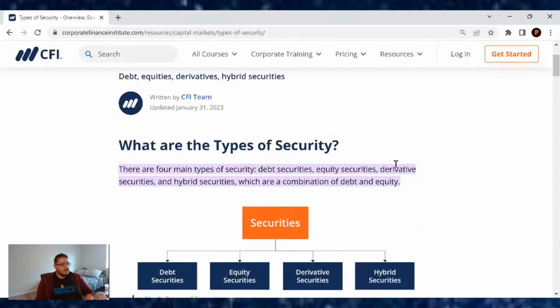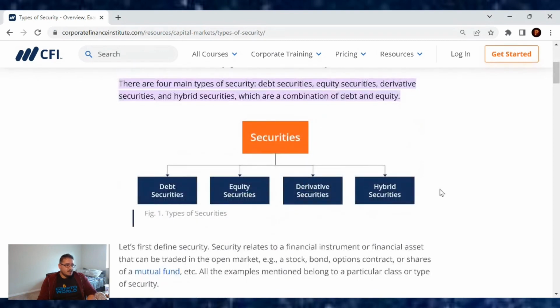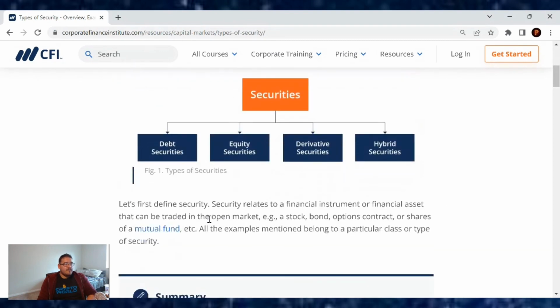So what are the types of security? There are four main types of securities out there. You've got debt securities, equity securities, derivative securities, and hybrid securities, which are a combination of debt and equity. So yeah, let's learn a little bit about these. But let's first define security.